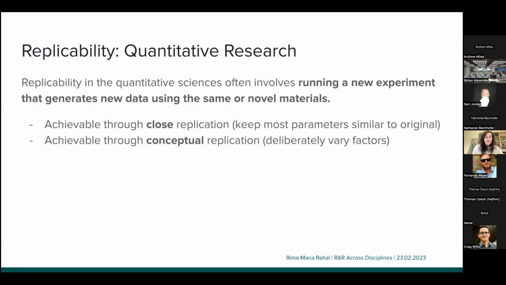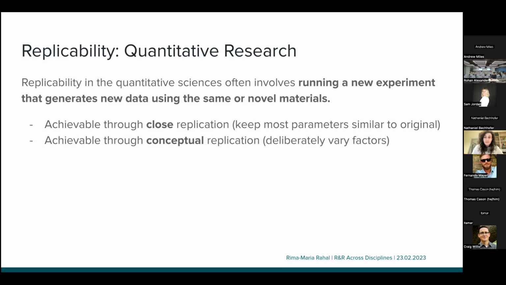So in quant, what replicability is often thought to mean is that it involves running a new experiment or a new study of some kind to generate new data using either the same or novel materials. The authors in these projects discuss that there can be close or conceptual replication attempts. So either you try to keep most parameters as similar to the original study as you can, or you deliberately vary some factors, for instance, because you don't have control over them, or because you are specifically interested in creating a different boundary condition of testing an assumption.